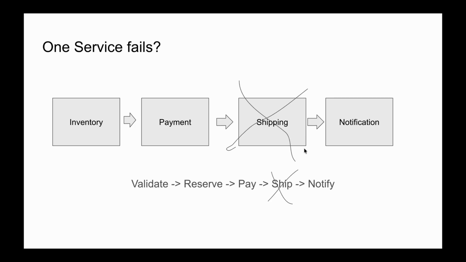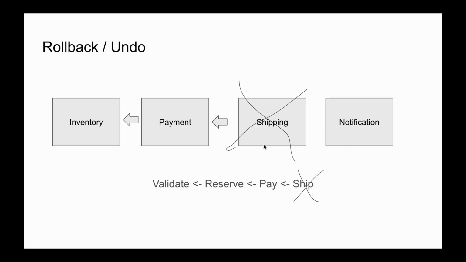But here's something to consider. What if one of these services fails? Let's say we go through this process, we go through the shipping service and the API is down right here. But we've already reserved the stock, we've already charged the credit card. So what would happen here? Well, then we would have to go backward.